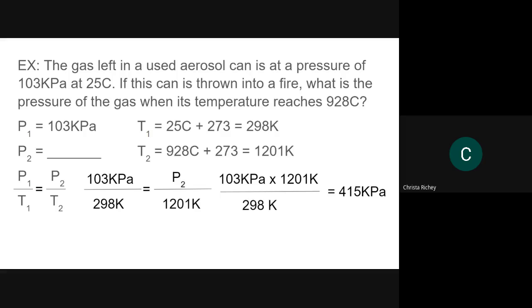Why do you have to add 273? Because it has to be in Kelvin, and that's how you switch it from Celsius to Kelvin. It's just how we do it. 40 plus 273. So you have to put it in units of pressure? Yes, you have to match.